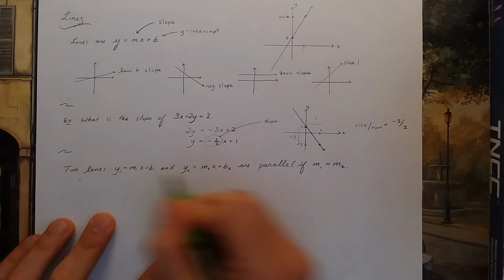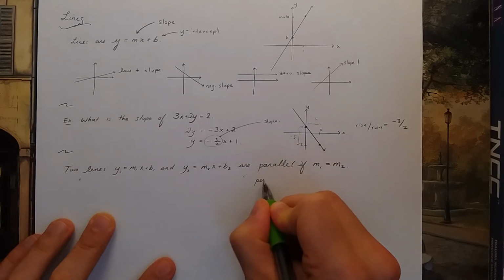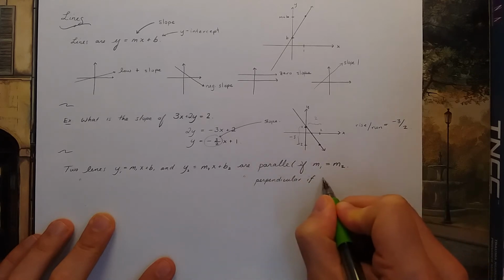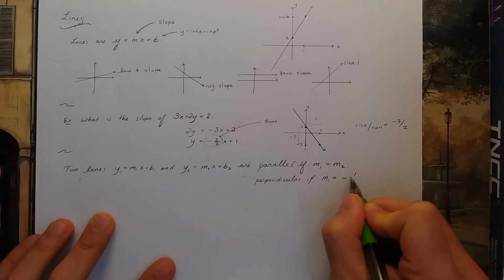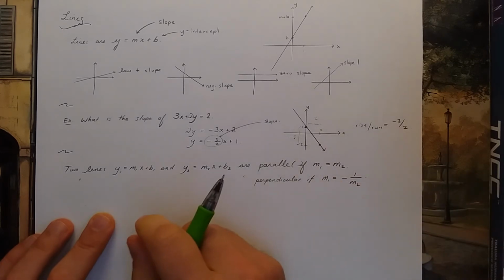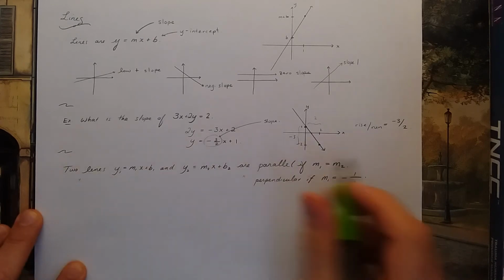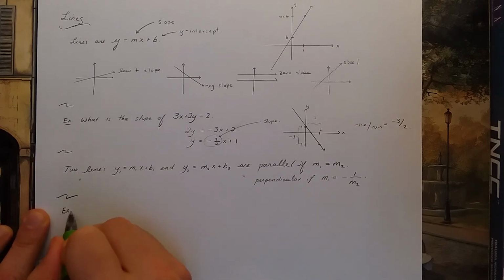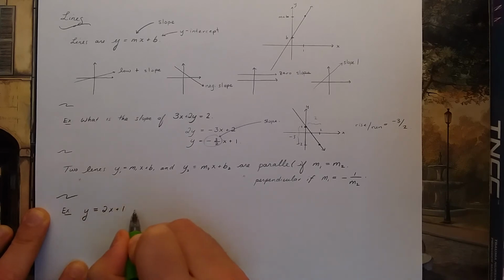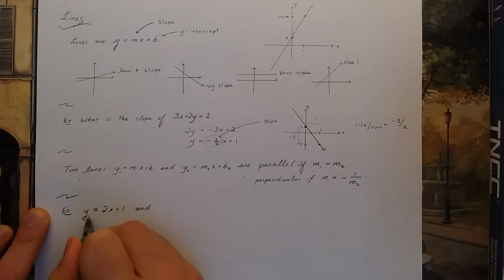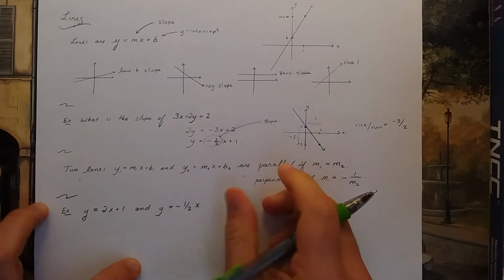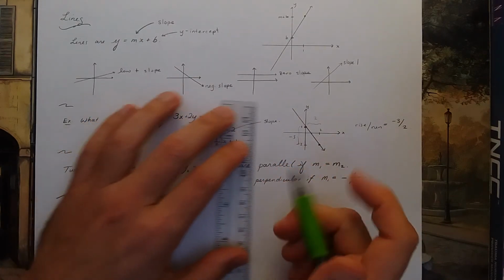Likewise, these same two lines are perpendicular if the slope of one is the negative reciprocal of the slope of the other. So why don't we see an example to finish the video of perpendicular lines. So let's look at the lines y equals 2x plus 1, and let's say that's y1, and the second line maybe negative 1/2 x. So let's plot both of these lines on the same graph.